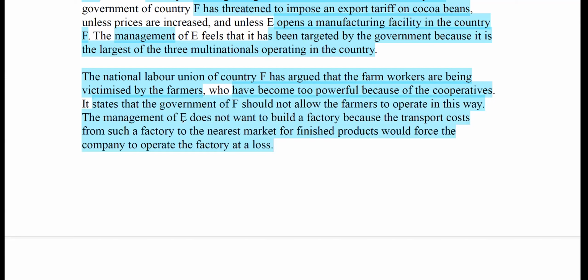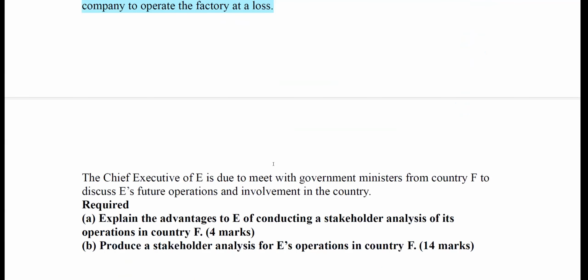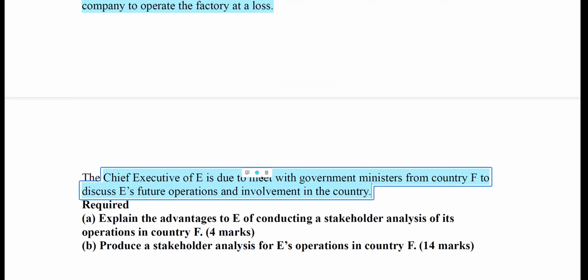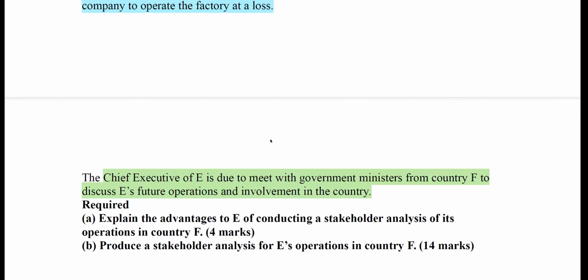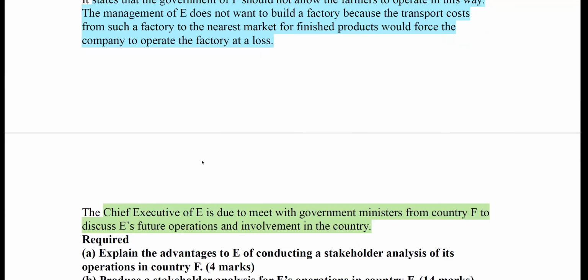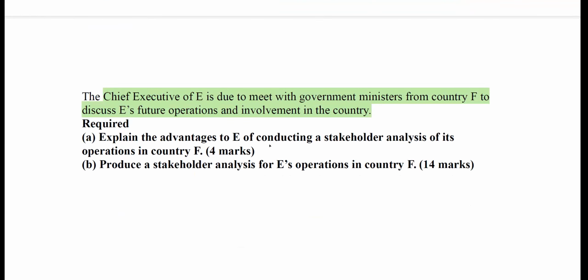Give him an alternative. Do you see how I'm coming up with a strategy? There's no one sure answer. Look at what they did. They said that the chief executive is due to meet with the government ministers from country F to discuss the future operations and involvement with the country. What are they trying to do here? They are trying to find a compromise, and of course, to win their support, right?